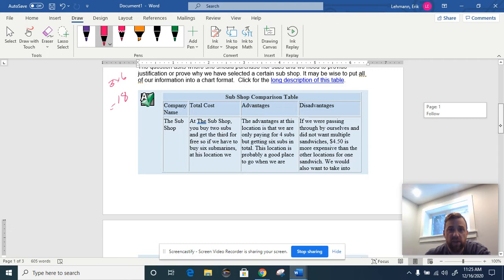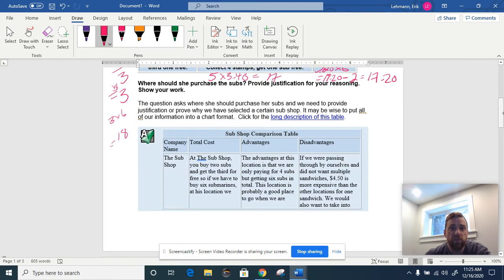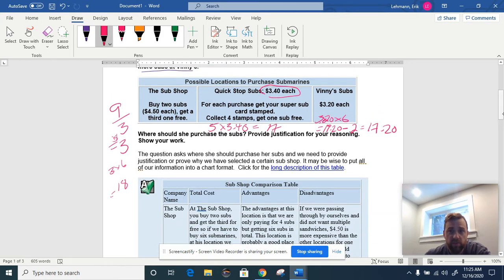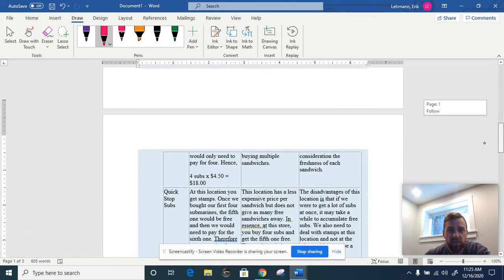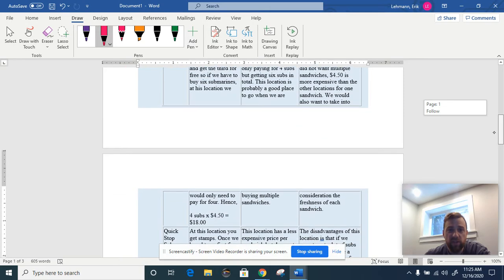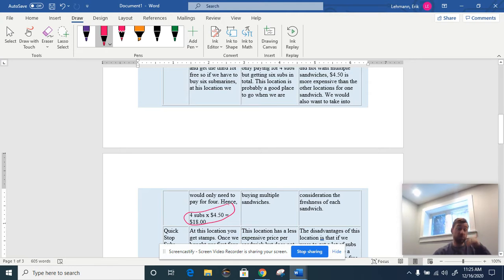So what I would like you to do now is explain your thinking process. If you do the math like I just did, and the reason why I wrote the math is because in the example that they've given you, they didn't actually write out a ton of the math, but they did put it here. Now, they did an interesting thing here. They decided that you would pay for 4 subs because you get the 3rd one free. So that was a little different than my thinking, where I figured out every 3 subs cost $9, so each one is $3. The answer is still the same, though.